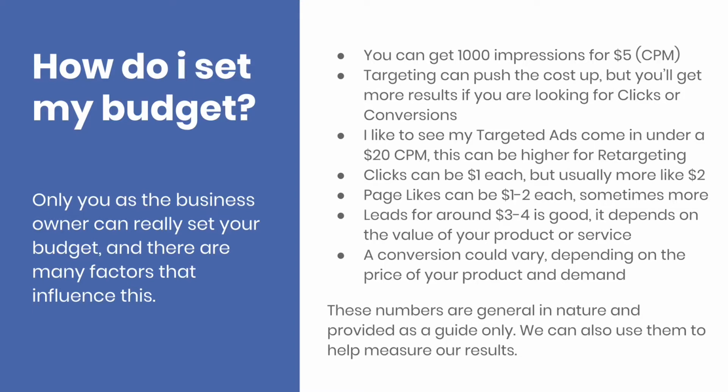Targeting can push the cost up, but you'll get better results with a more targeted campaign if you're looking for clicks or conversions. I like to see my targeted ads come in under a $20 CPM. That's $20 for 1,000 eyeballs. But this can be higher for retargeting depending on the audience pool. Clicks can be $1 each or lower, but usually more like $2 each.